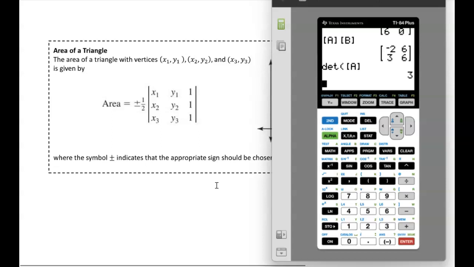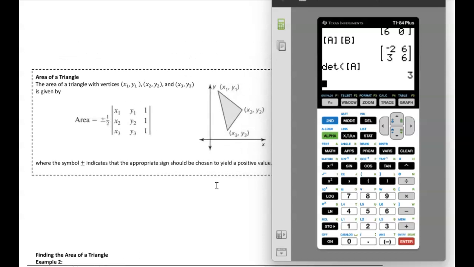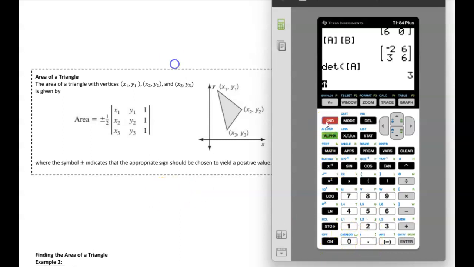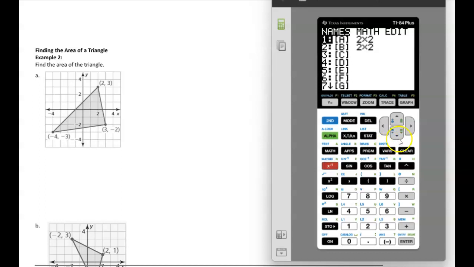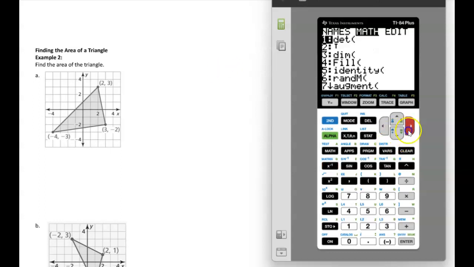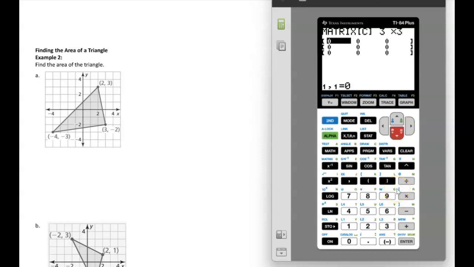So the same concept here, right, of us being able to find the area of the triangle. So you could do the exact same thing. Now, granted, this would be a matrix. We'll make it be C. Let's go edit matrix C.